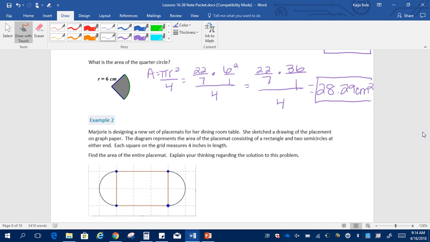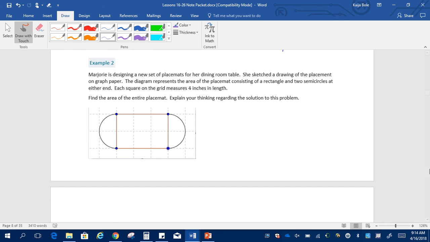The next example here, it says Marjorie is designing a new set of placemats for her dining room table. She sketched a drawing of the placemat on grid paper. The diagram represents the area of a placemat consisting of a rectangle and 2 semicircles at either end. Each square on the grid measures 4 inches in length. Find the area of the entire placemat.